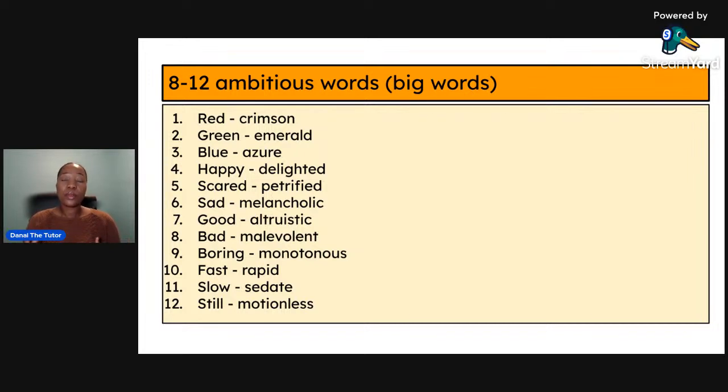So for example, instead of saying red, you can say crimson. Green, you can describe something as emerald. Blue, azure. Happy, you can say delighted instead. Scared, petrified. Sad, better say melancholic, and the list goes on. So when you are planning your vocabulary, think about the best word that you can use, the most ambitious word that you can use.